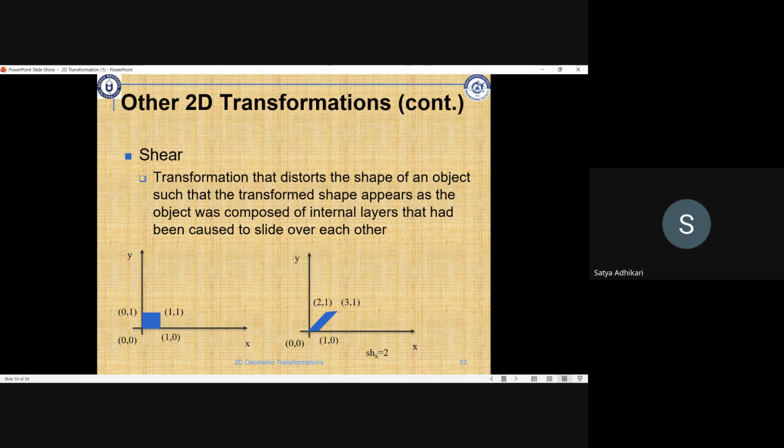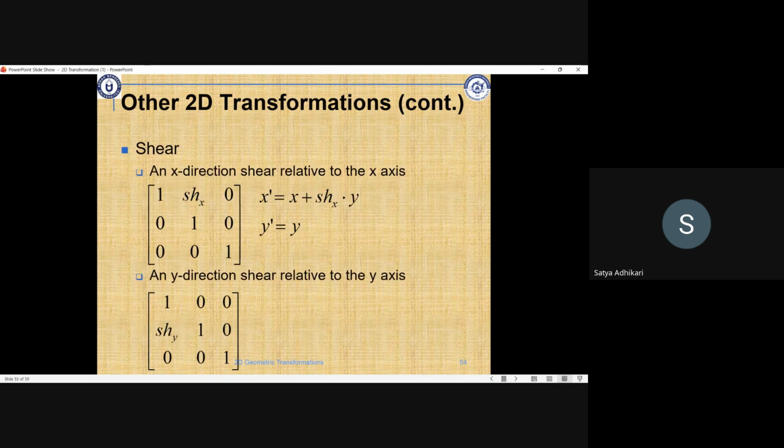So here I am using Sx factor 2. That is, I am shearing with the factor x equal to 2. So now we will get a new shape of the object. And the x direction shear relative to the x axis is the matrix 1, Shx, 0, 0, 1, 0, 0, 0, 1. And the formula is x dash is equal to x plus Shx into y. That means we are shearing in the x direction, that is relative to the x axis.